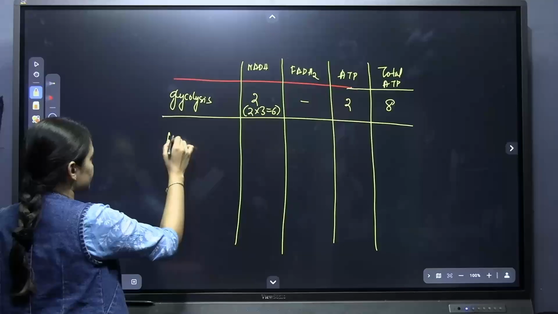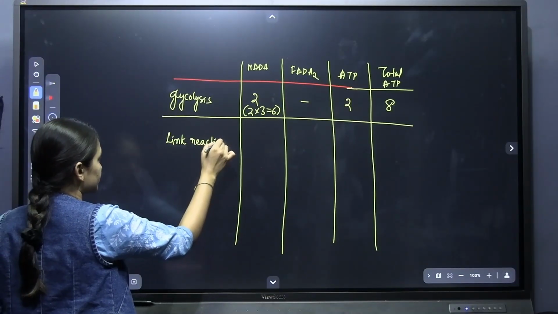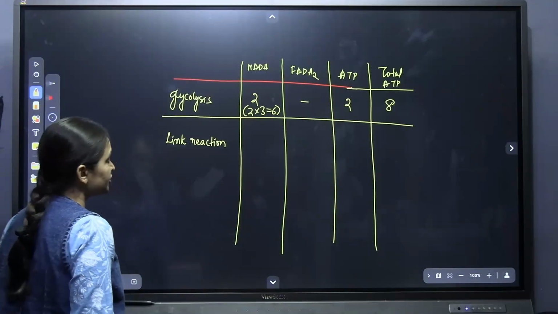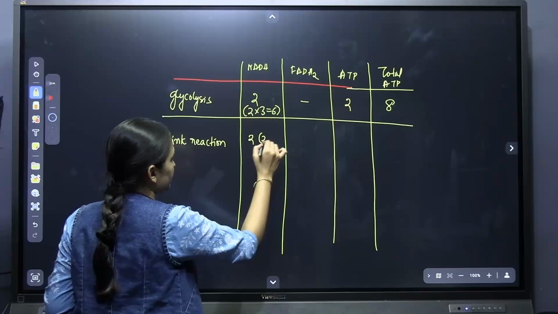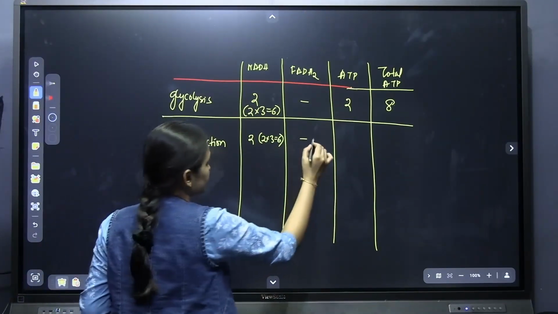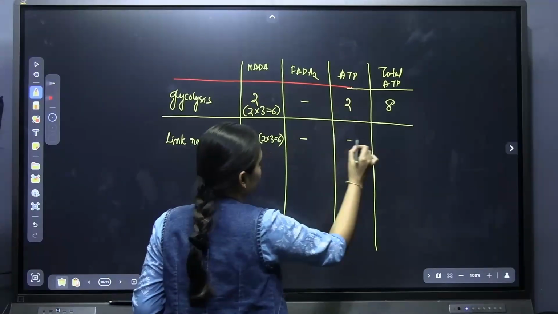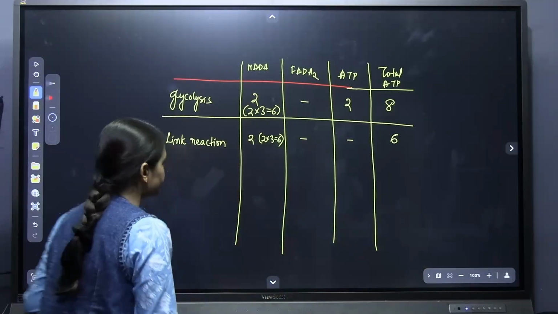In the link reaction, how many molecules of NADH will we get? We will get 2 molecules. So 2 into 3 is equal to 6 we will get, and no FADH2 and no ATP. So we will get a total of 6.